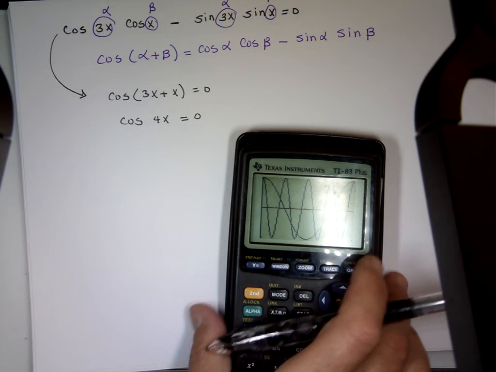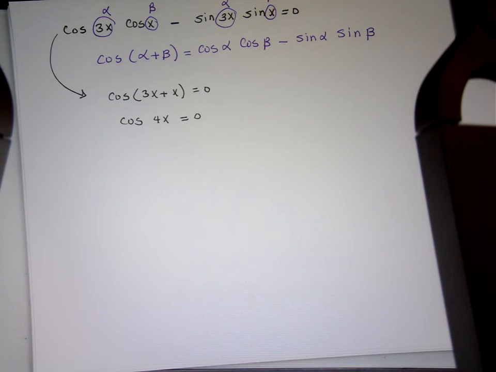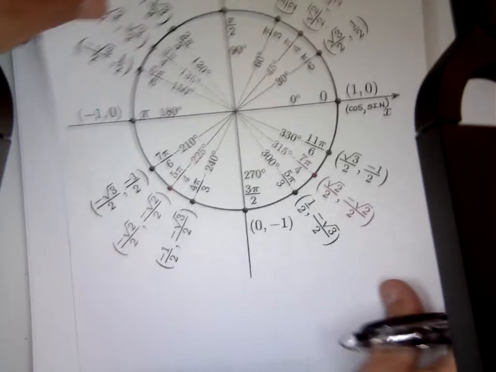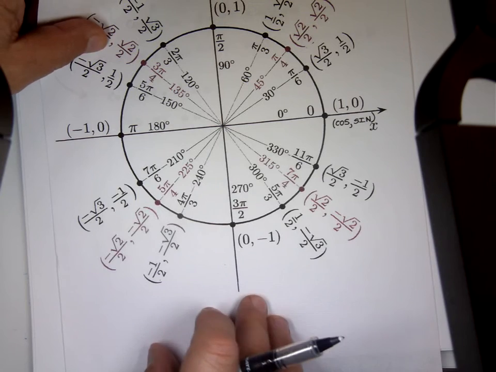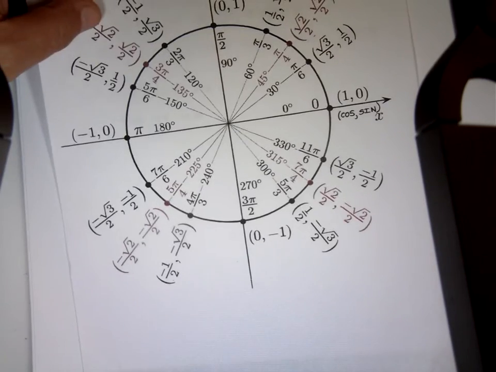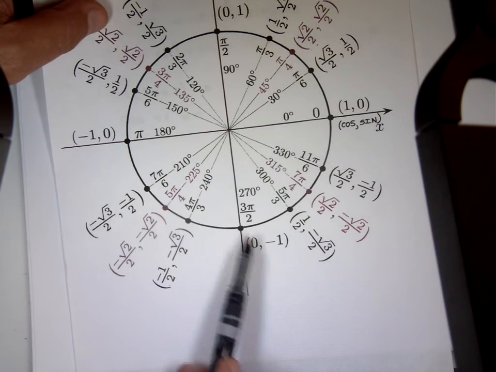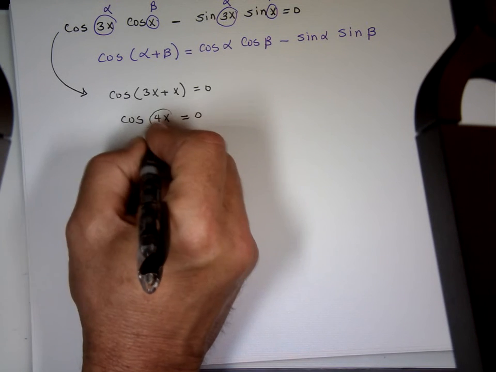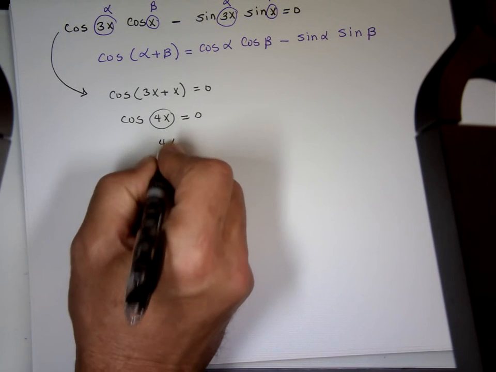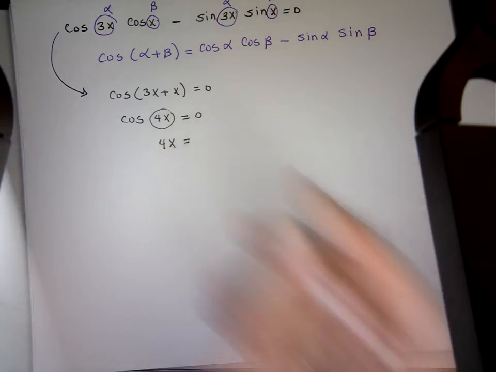Let's look at the unit circle. Where's my unit circle? The cosine is what? Where's the 4x? Where's the cosine equals 0? Cosine is 0 at pi over 2 and 3 pi over 2. So this thing here, 4x, has to be either pi over 2 or 3 pi over 2.